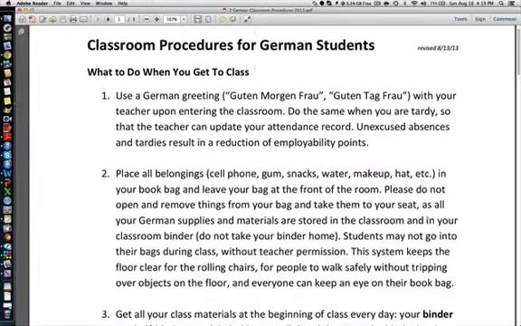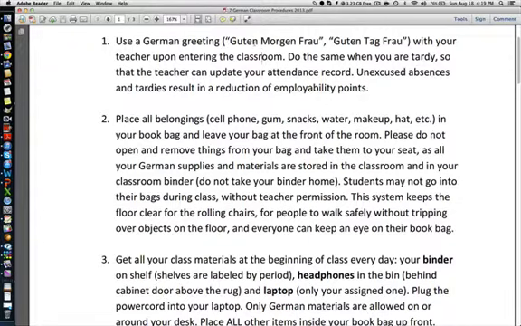Number 2, place all belongings, cell phone, gum, snacks, water, makeup, hat, etc. inside your book bag and leave your bag at the front of the room. Please do not open or remove things from your bag and take them to your seat, as all your German supplies and materials are stored in the classroom and in your classroom binder. Do not take your binder home. Students may not go into their bags during class without teacher permission.